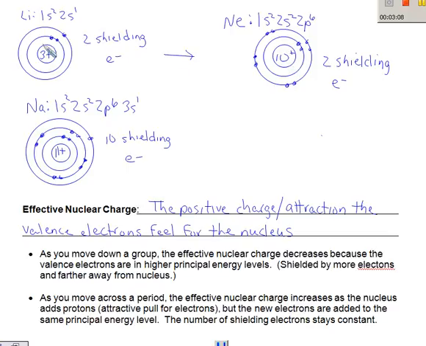So, in summary, as you move down a group, the effective nuclear charge decreases. As you move across a period, the effective nuclear charge increases. So over here, electrons feel a greater effective nuclear charge.